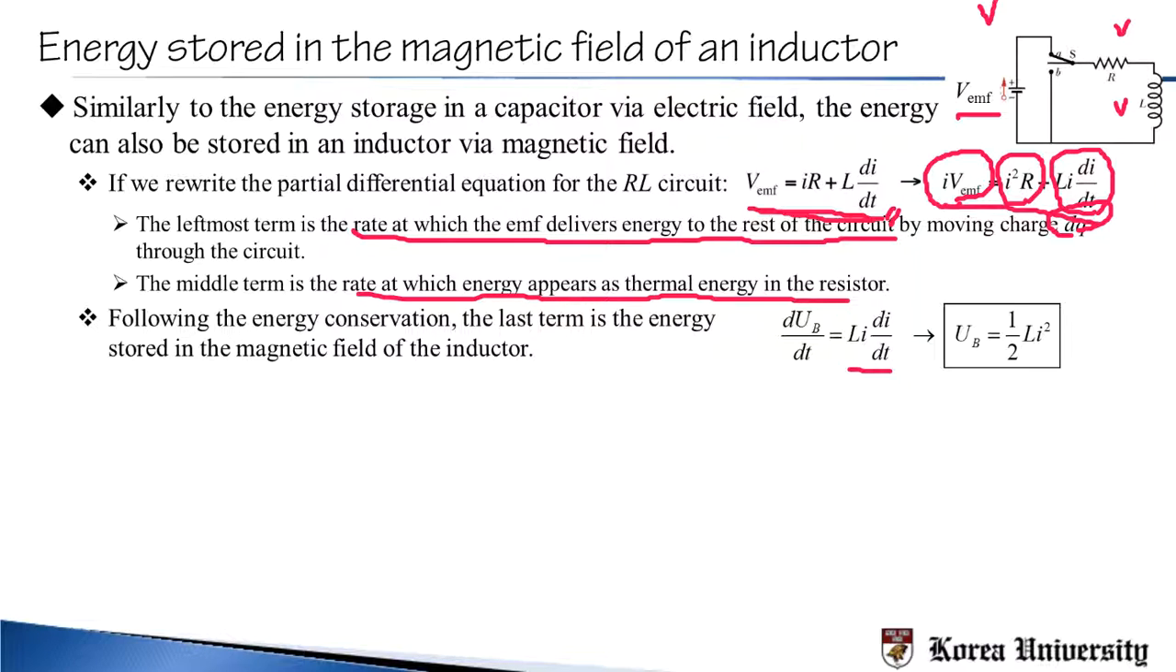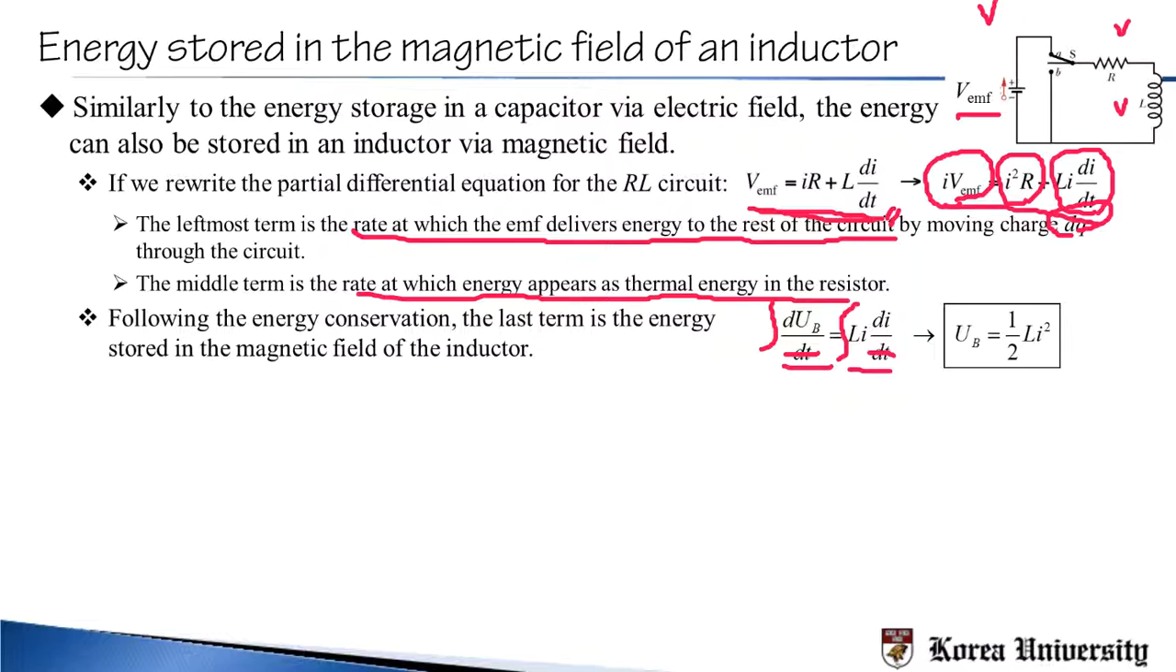So we have to use the time derivative of the energy, and we call this energy UB, because eventually it will be the energy of the magnetic field. If you look at it on both sides, it is shown in derivative form, right? So let's multiply both sides by dt, and then do the integration on both sides.